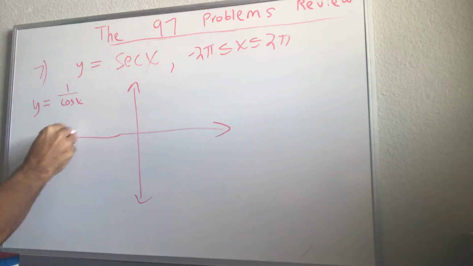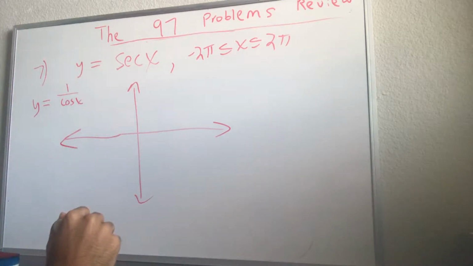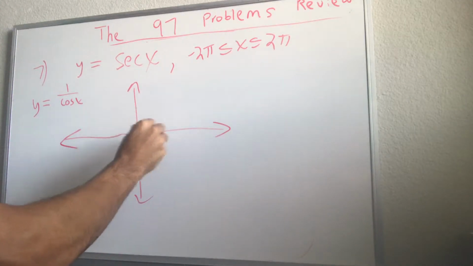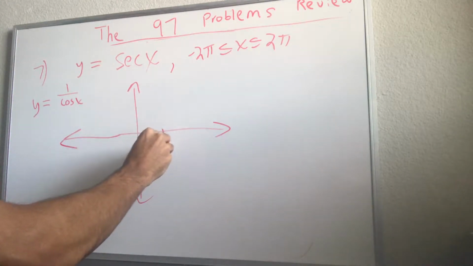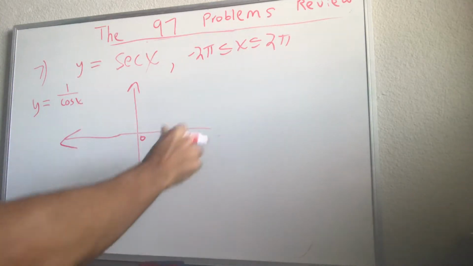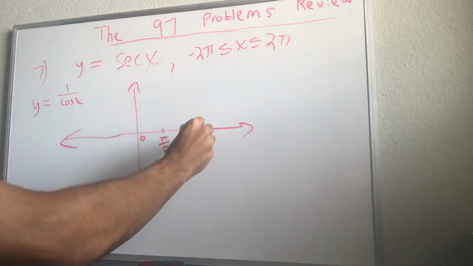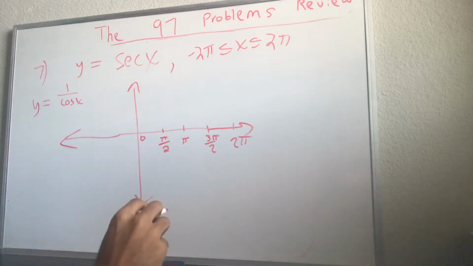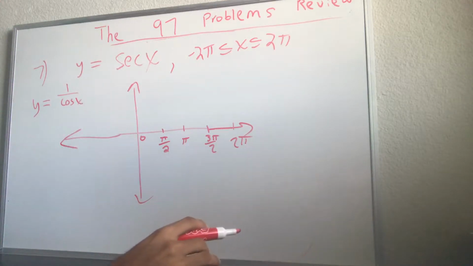Let me just make that longer. Okay, so we have this, and again, we want to split this into 4 intervals, right? That's easy. So we have 0, pi over 2, pi, and then 3 pi over 2, then 2 pi. So we have our four intervals here.